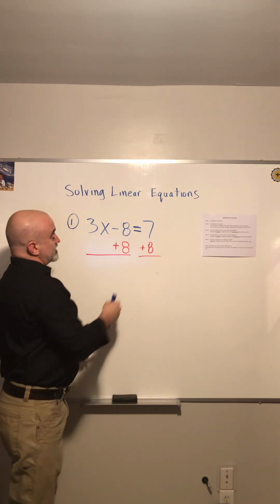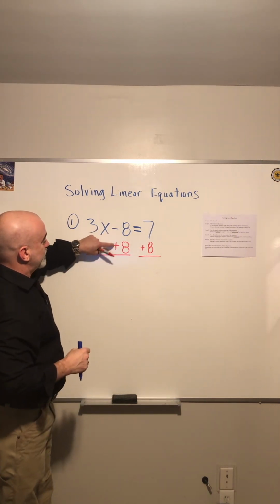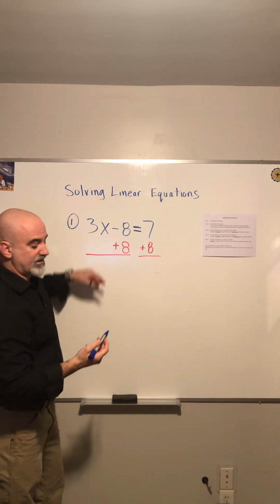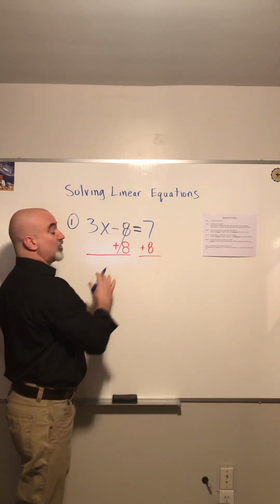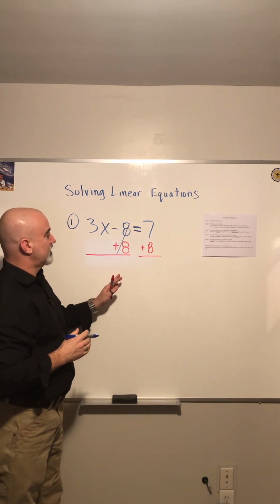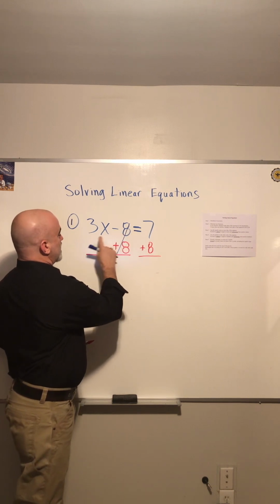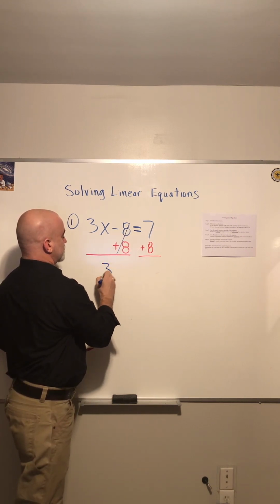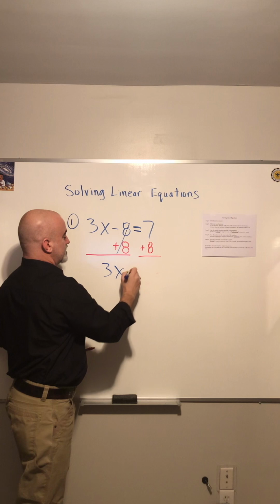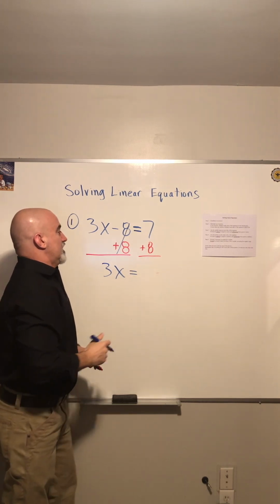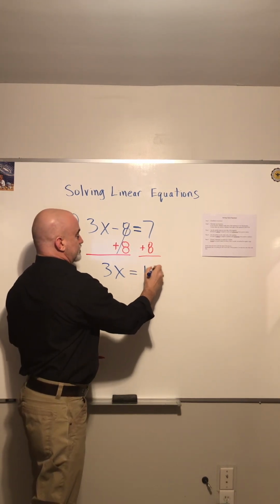And then I just go through and I subtract. So I have this 3x minus 8 plus 8. Well, negative 8 plus 8, they cancel each other. We purposely did that. We want to get rid of that negative 8. So on the left side of the equation, all I've got left is 3x. The equal sign comes down. And then 7 plus 8 is 15.